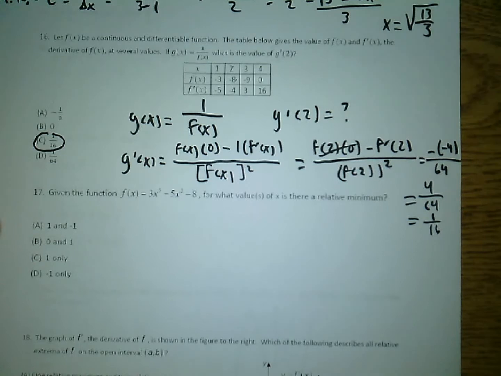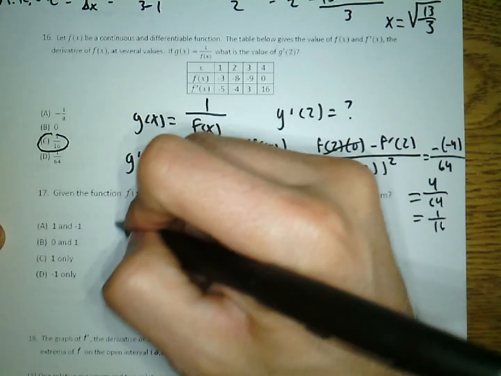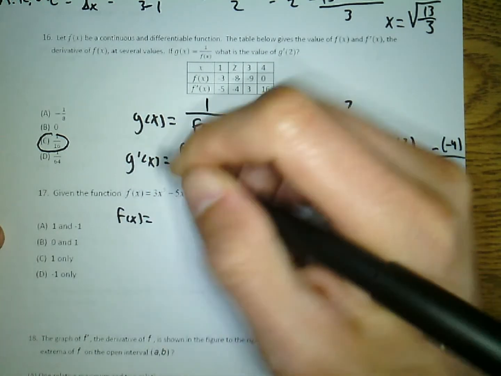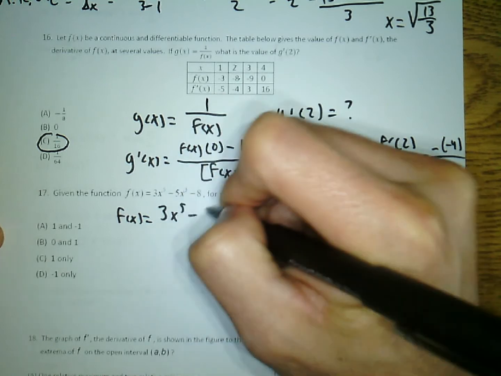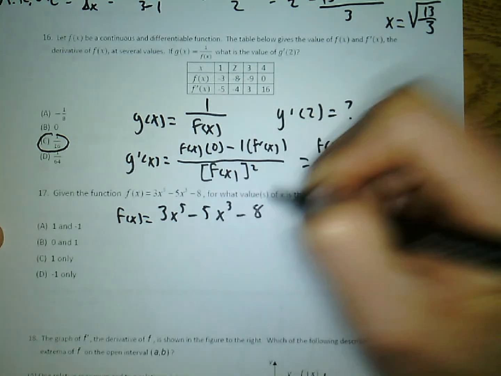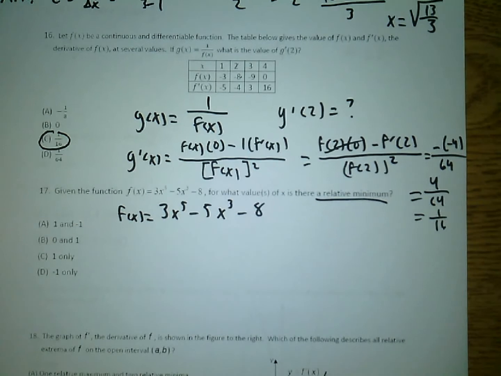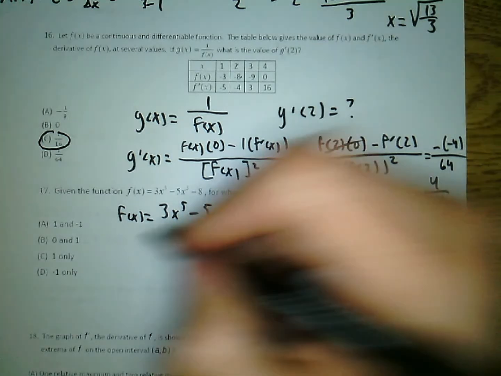Okay? So, 17. You are given a function. So, the function that you are given is f of x is equal to 3x to the 5th minus 5x to the 3rd minus 8. We are looking for a minimum, which means we're going to do the first derivative. We're going to make a number line, and we're going to figure out where we're increasing and decreasing. And in order for us to have a minimum, wherever there is a change from decreasing to increasing, that's where we're going to have a minimum. So, let's go ahead and do that.